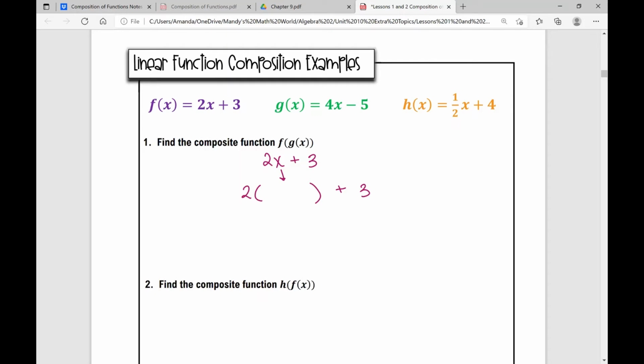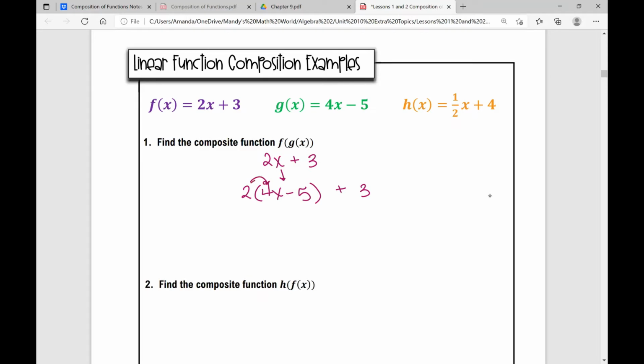If you were evaluating functions, like what you did in Algebra 1 and what you probably reviewed at the beginning of the year, I would do the same process, but instead of in the parentheses, I would put an actual value, a real number, any real number, 2, negative 3, okay? In this case, we're putting the entire function, so I'm going to put g of x inside those parentheses, which is 4x minus 5. And now we're going to simplify using the order of operations.